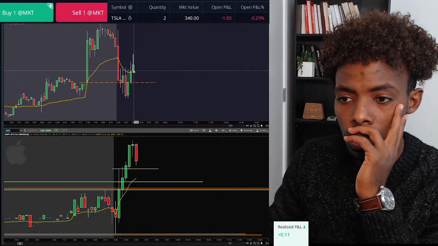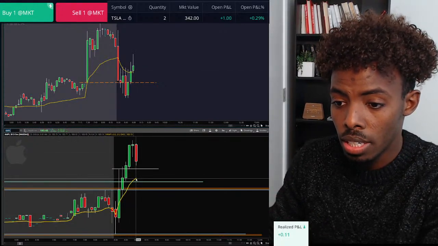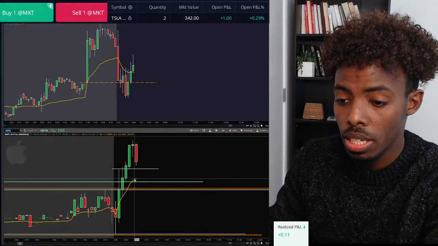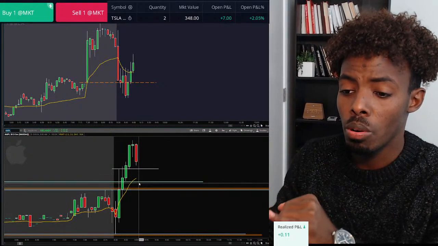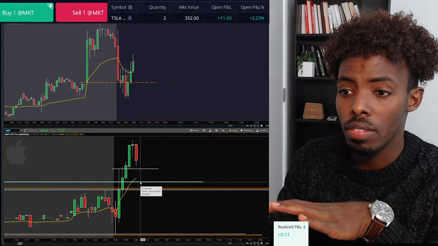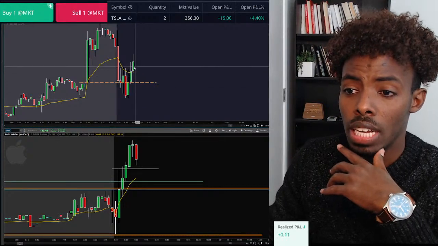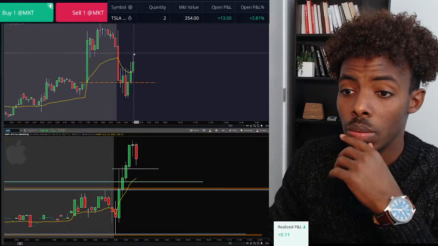Keep 2 contracts. Right now, Apple is looking to move down to that VWAP here. And guess where the VWAP is at? VWAP is supporting the previous day low. So previous day level, I should say. It's probably the high of the previous day. So right now, Tesla's decided to maintain its VWAP and looking to move up further. So we'll see what happens here.